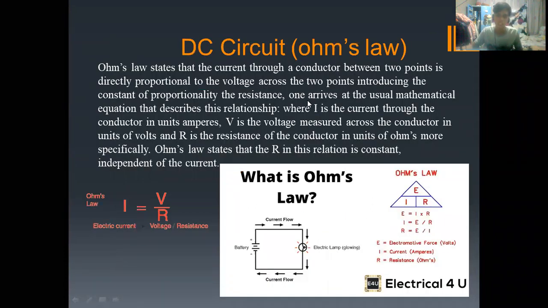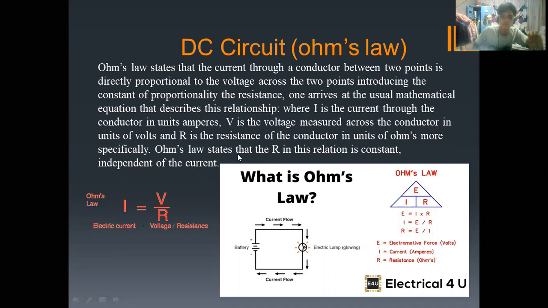So, dito, DC circuit, Ohm's law. Ohm's law states that the current through a conductor between 2 points is directly proportional to the voltage across the 2 points, introducing the constant of proportionality, the resistance. One arrives at the usual mathematical equation that describes this relationship where I is the current through the conductor in units ampere, so yung coulomb per second natin. V is the voltage measured across the conductor in units of volts. And lastly, yung R is the resistance of conductor in units of ohms.